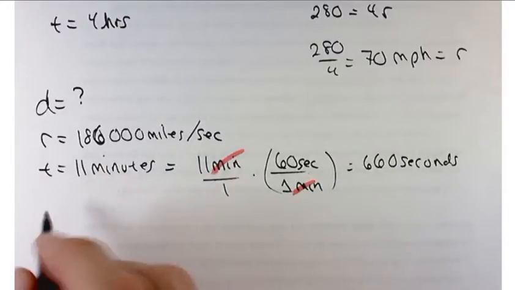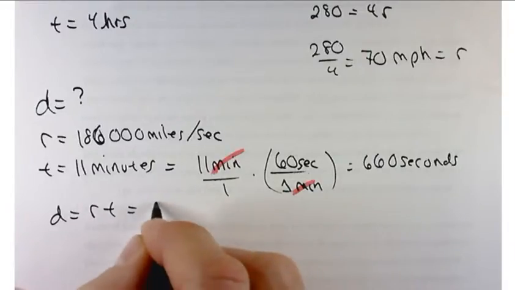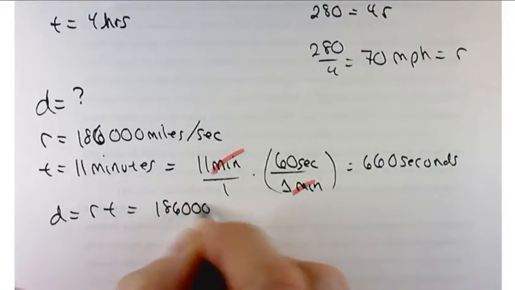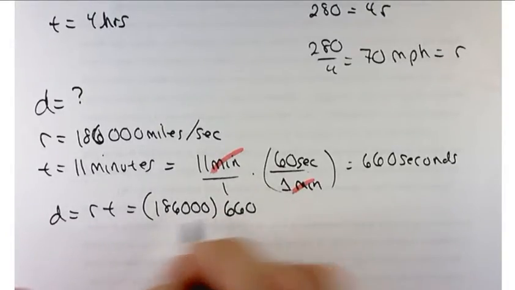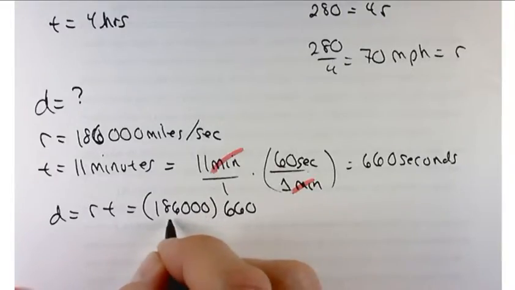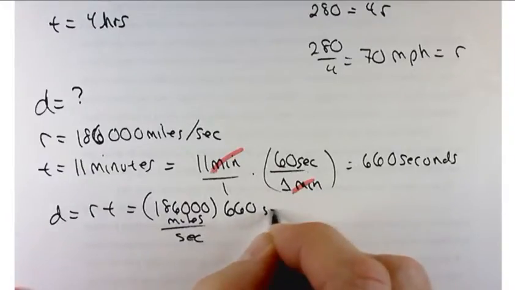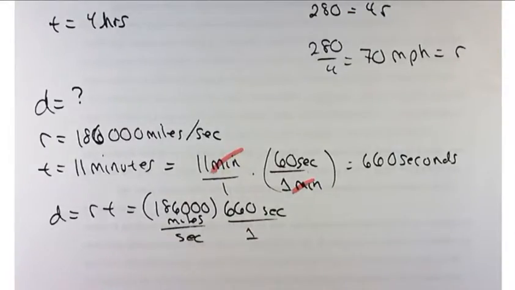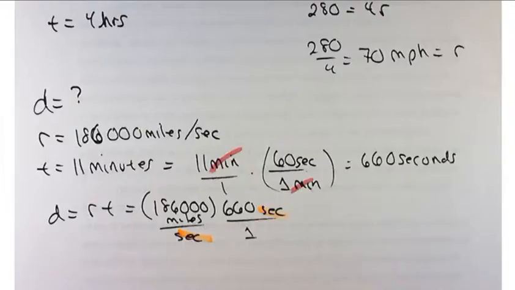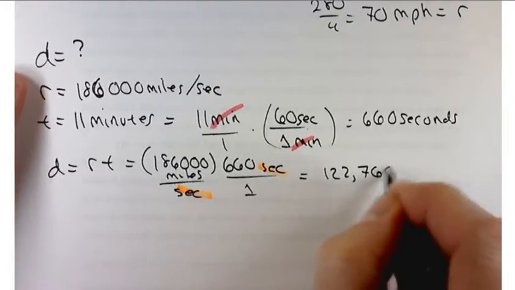Distance equals rate times time. So distance equals rate times time, and that's going to be 186,000 times 660 seconds. So this is actually 186,000 miles per second times 660 seconds. Units of seconds is going to cancel itself out. And you get a very neighborly 122 million miles and change.